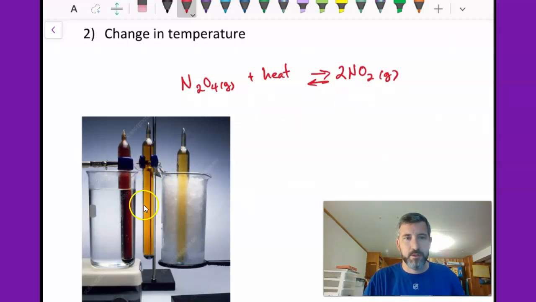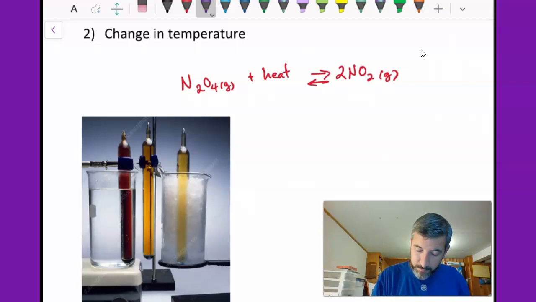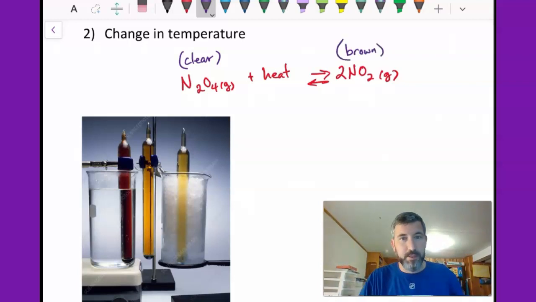So let's just focus on the middle vial for a second, though. So that was at room temperature. You've got a mixture of N2O4 and NO2 in there. And it happens that N2O4 is clear or colorless, and the NO2 is brown. Okay? And so it makes it for a very easy demonstration of the effect of temperature on this reaction system. Because if I take that vial and I put it in some hot water, you can see it's on a hot plate here, it gets a lot darker.